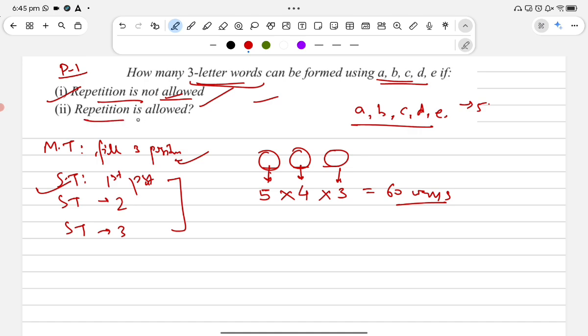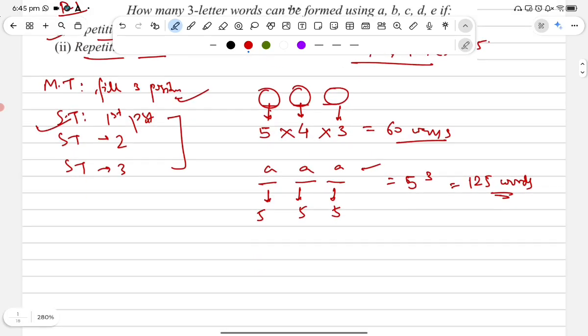Now when repetition is allowed, the same thing. When we allow repetition, for each subtask, we have an equal number of choices, because we don't care if it's A and A. We are cool with this, right? So we'll have 5 cube. That would be 125 words. I hope you have understood this.